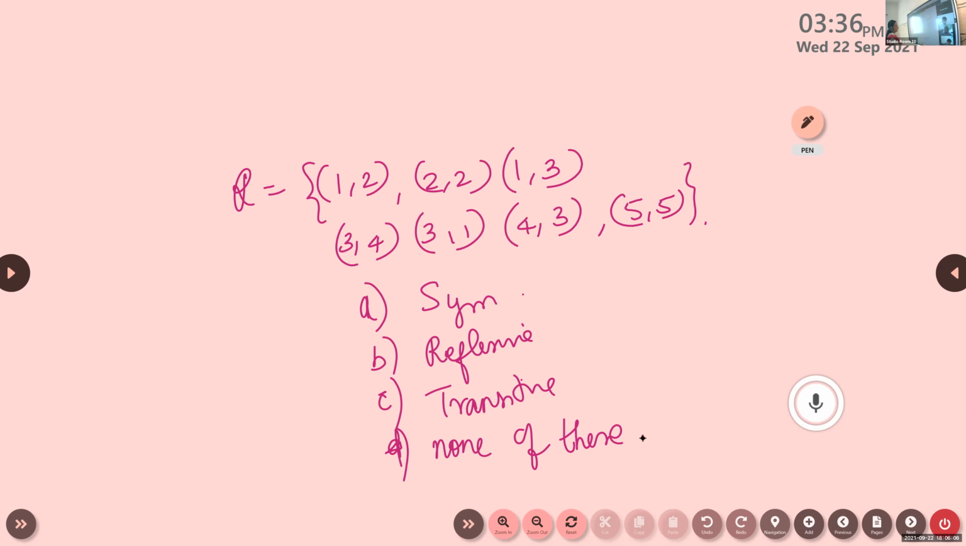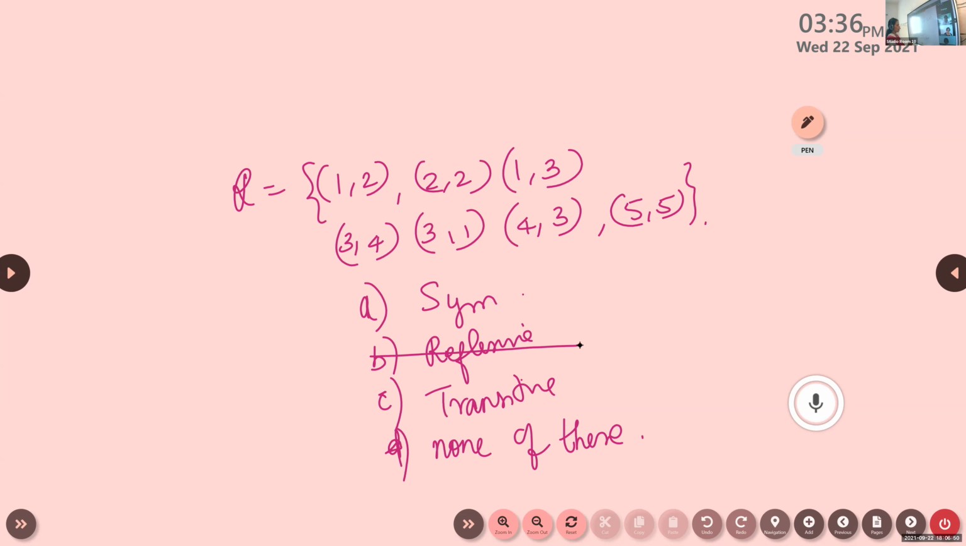What's the option? What is the answer? None of these, because it is not reflexive, not symmetric, not transitive. 1 1 is not there, 2 2 is there, 3 3 again is not there. So it is not reflexive. Is it symmetric? You reverse it and check.